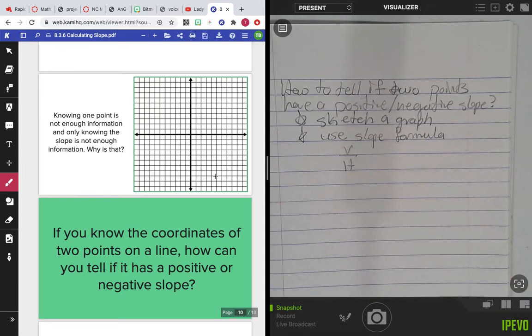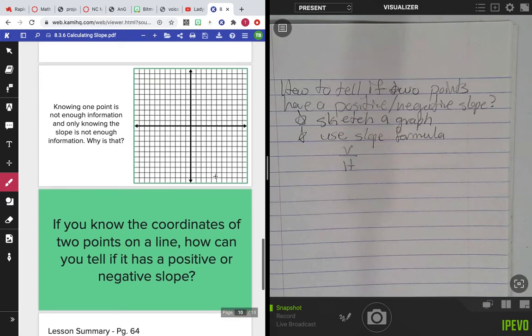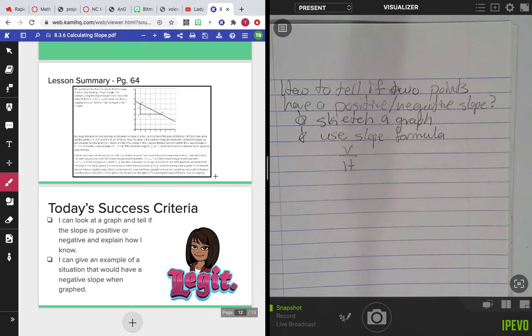So hopefully by the end of this lesson, you guys have a better idea as to how to calculate the slope between 2 points and how to determine whether or not the slope of a line is positive or negative. There are lesson summaries attached to this lesson, just in case you need some additional help in understanding something. So again, hopefully you were able to look at a graph and tell if it's positive or negative and explain how you know that it's positive or negative. And hopefully you can possibly give some situation in which a graph would have a negative slope.